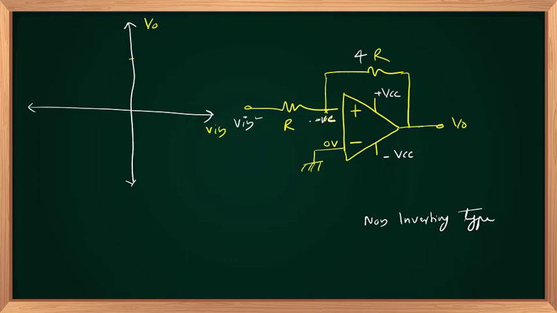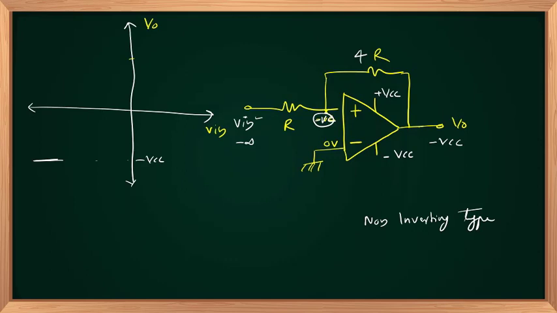Extreme negative value here implies your output will be at minus VCC. V in is minus infinity. This will of course be negative. This is 0. Positive input is less than inverting input, so output will go to minus VCC.